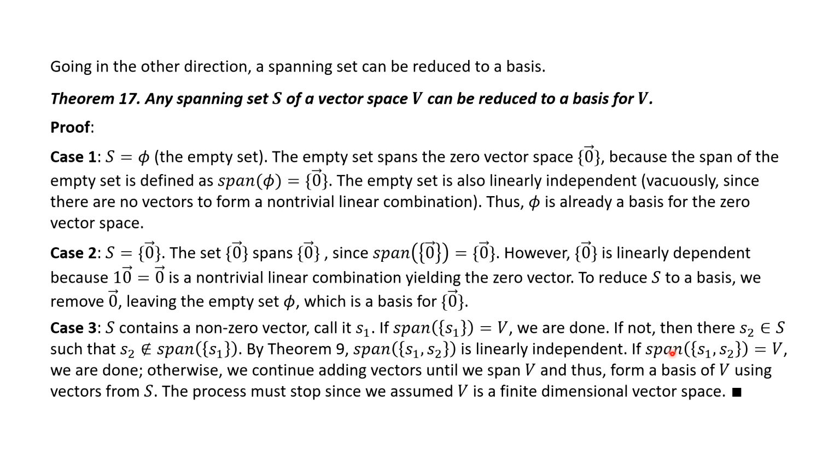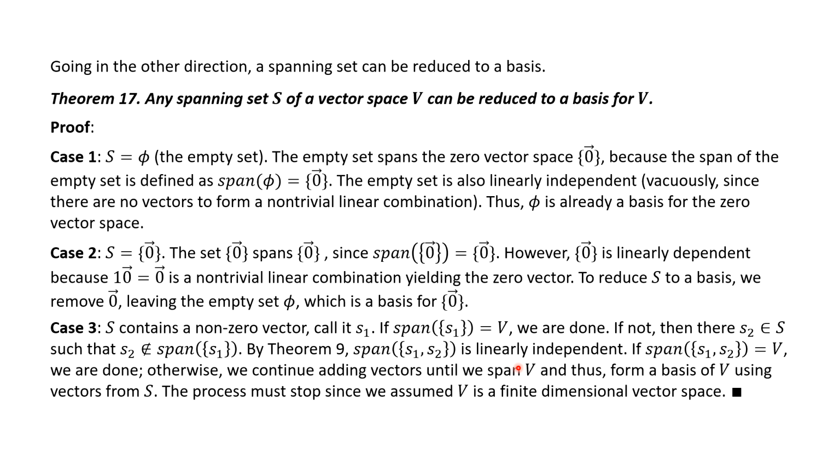If the span of S1 and S2 equals V, then we're done. Otherwise, we continue adding vectors until we span all of V and thus form a basis for V using the vectors from our set S. And this process must stop since we assumed V is a finite dimensional vector space.